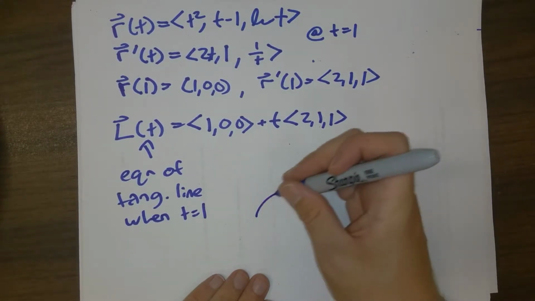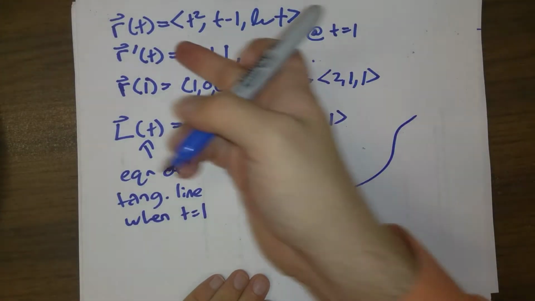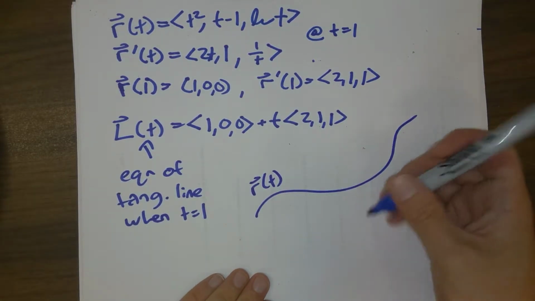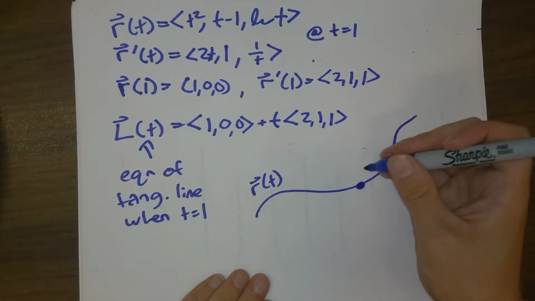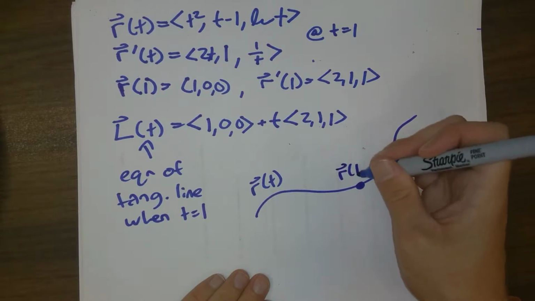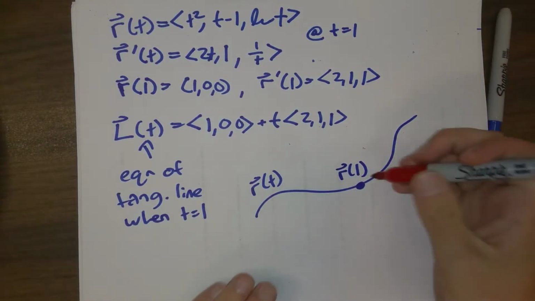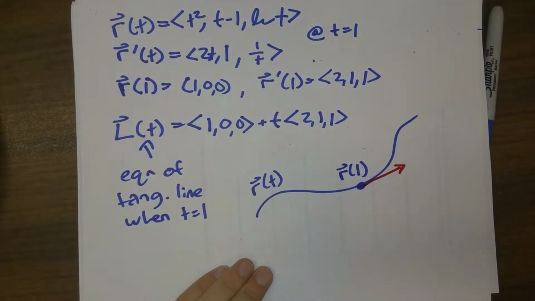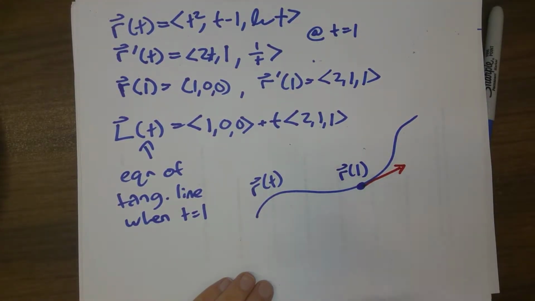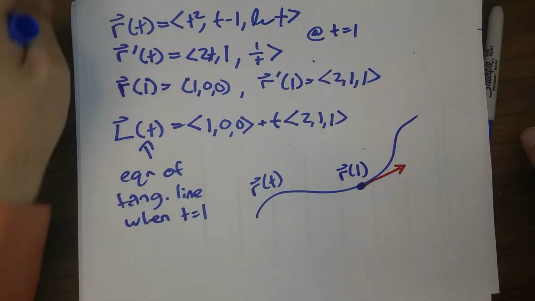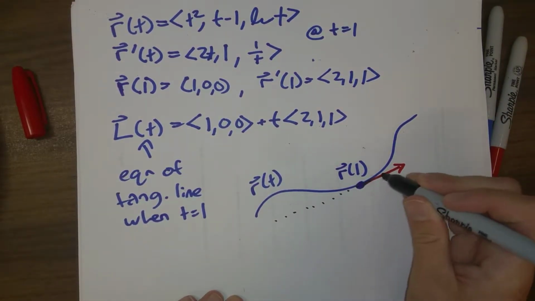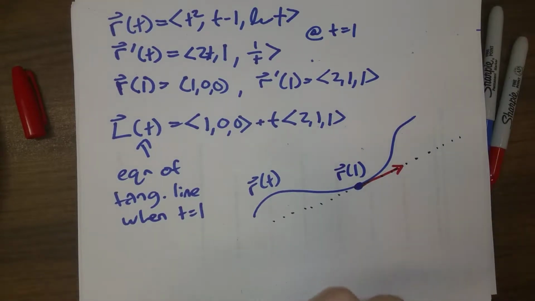So if we have some curve that's flowing around, this is our description of r of t here. So let's say that this point right here is r of 1. And so it's moving along left to right, let's say. So at that point, there's a direction vector. And so we are finding the equation of the entire tangent line. So this was an example we already did in class.